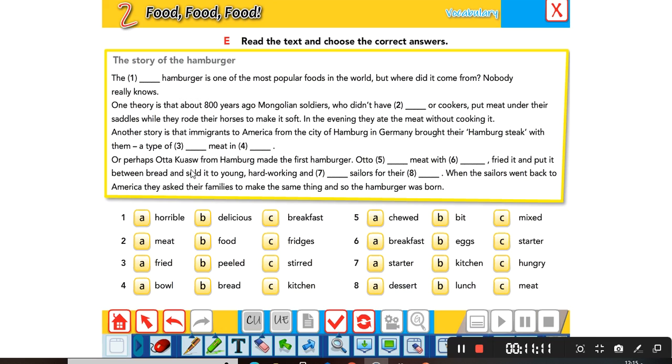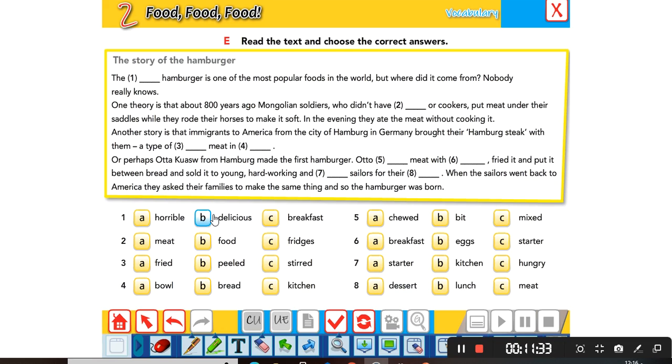The horrible hamburger, delicious or breakfast? Here, of course, we need an adjective. So the first one, do you think we're describing hamburger here as horrible or delicious? Of course, it's delicious.